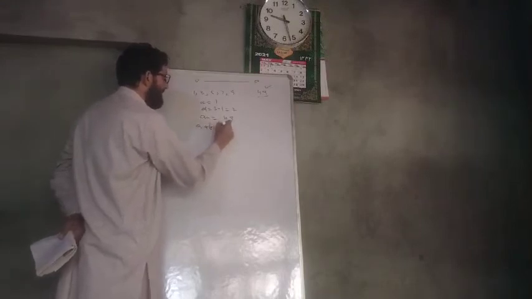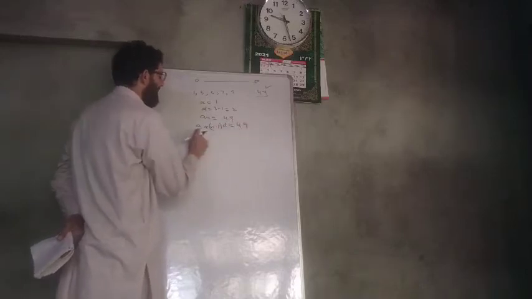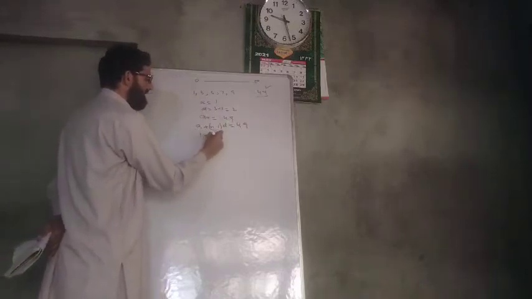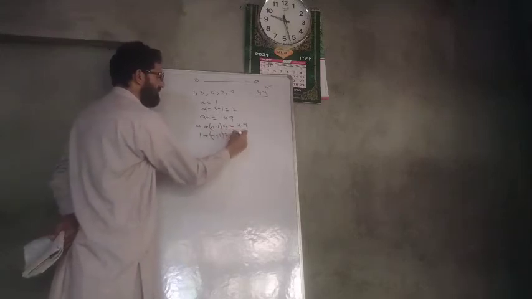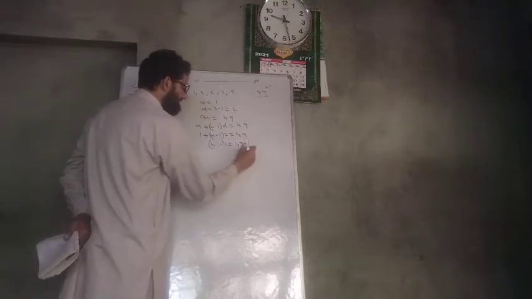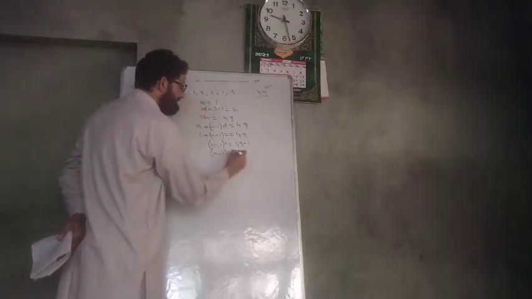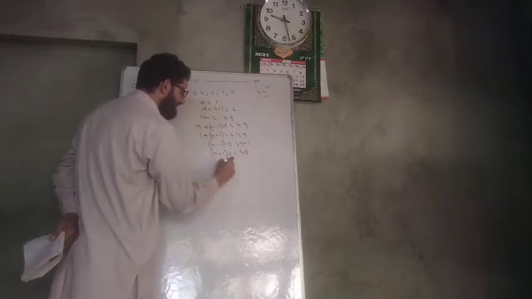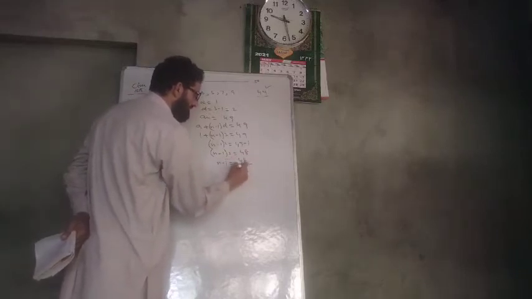So AN, you know, this is A plus N minus 1 into D. This is equivalent to 49. What is A here? It is 1 plus N minus 1 into D. What is D here? 2, is equal to 49. So N minus 1 into 2 is equal to 49 minus 1. N minus 1 into 2 is equivalent to 48. What is N minus 1? This is equal to 48 divided by 2. 2 24s are 48. So N minus 1 is equal to 24. What is N? This is 24 plus 1. So N is equal to 25. So there are 25 odd numbers between 0 and 50.